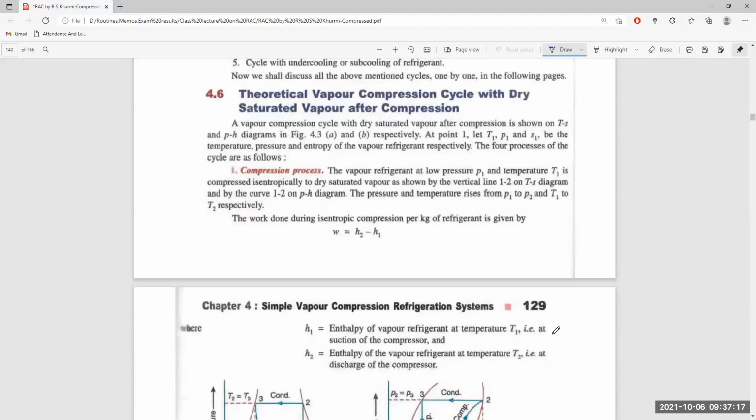Now the compression process. The vapor refrigerant at low pressure and low temperature T1 is then compressed isentropically. That means there is no change in entropy. What is the meaning of no change in entropy? No heat transfer.